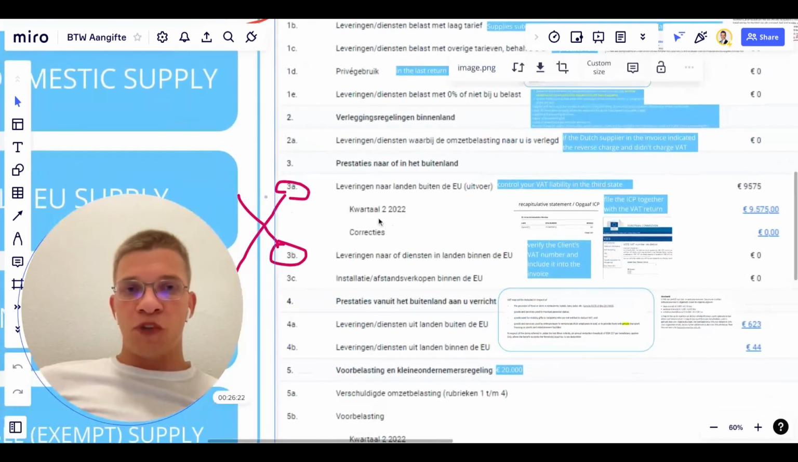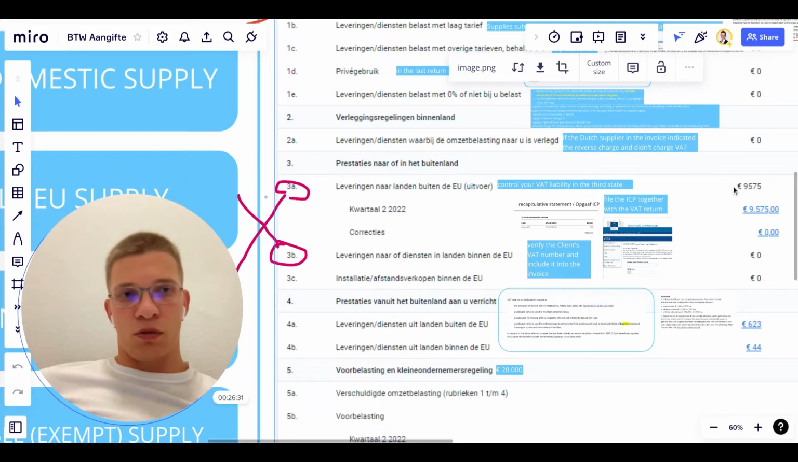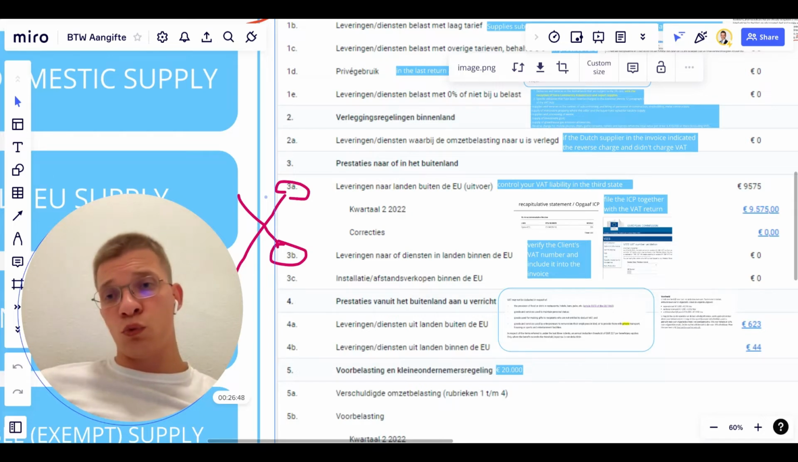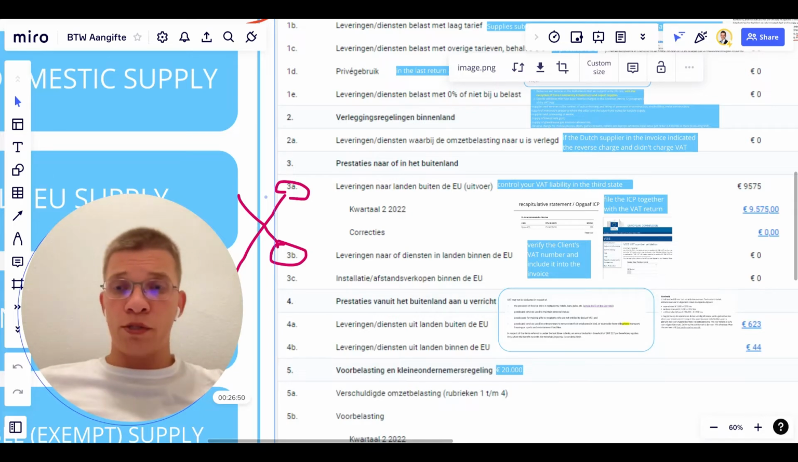And if you do all that, here it's quite easy to fill in this section where you, in my case, all of my supplies were to third countries, and in third countries it's better also to ensure that the client has a VAT number, because the local rules may also otherwise require you to register locally.